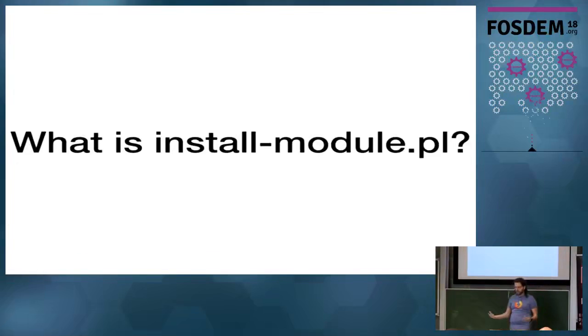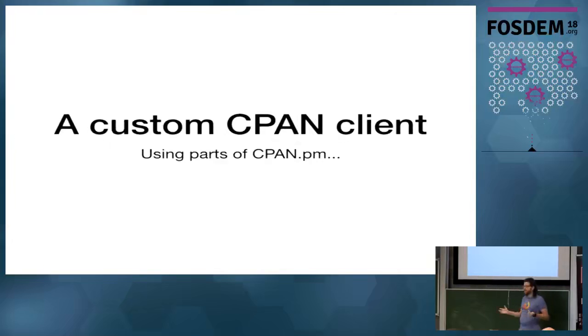So the next headache was install-module.pl, which was this thing that the documentation recommended to not use, but they still shipped with it. What it was, was a custom CPAN client. That's actually being generous.